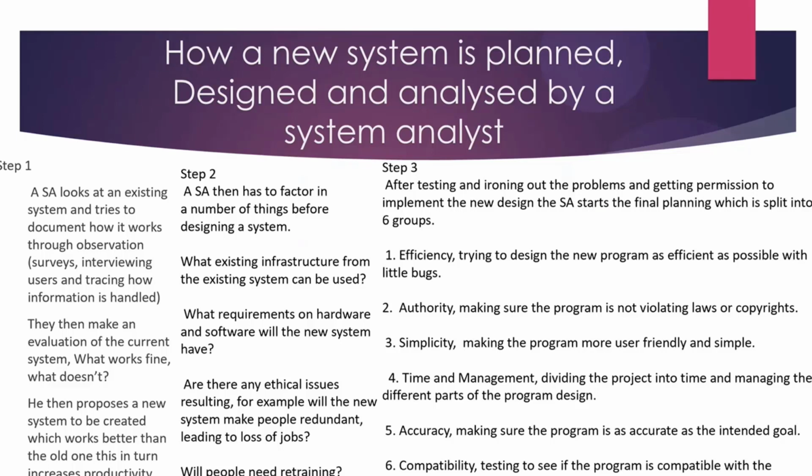And then the final step, so after testing and ironing out all the problems and getting permission to implement the new system, analysis starts the final planning, which is split into 6 groups. So there's efficiency, which is trying to design a new program as efficient as possible. There's authority, by making sure the program is not violating laws or any copyright. There is simplicity, so it makes the program more user-friendly.